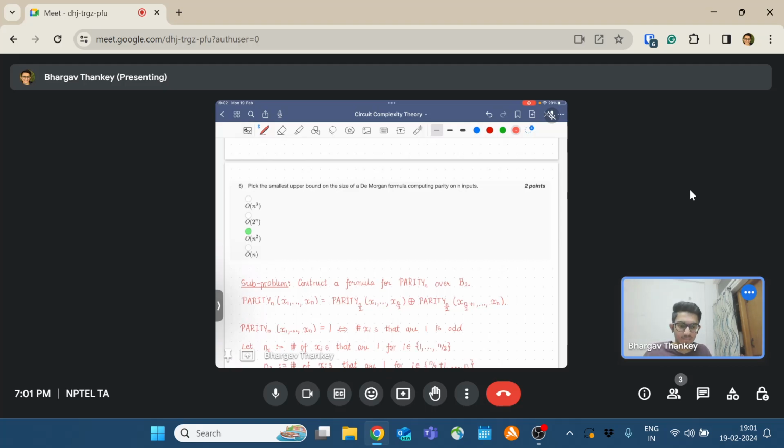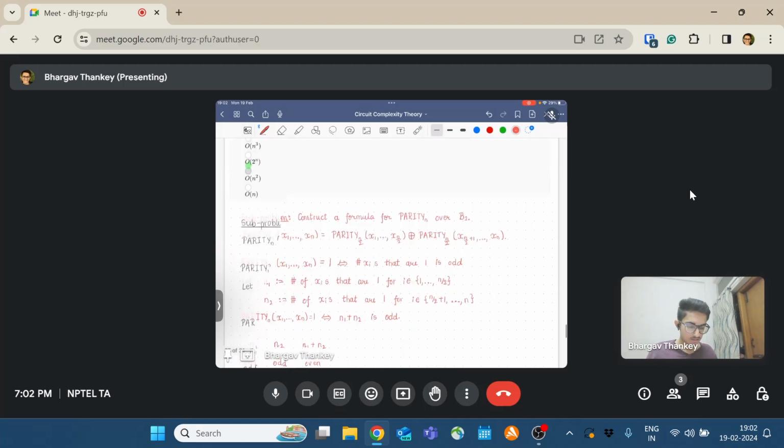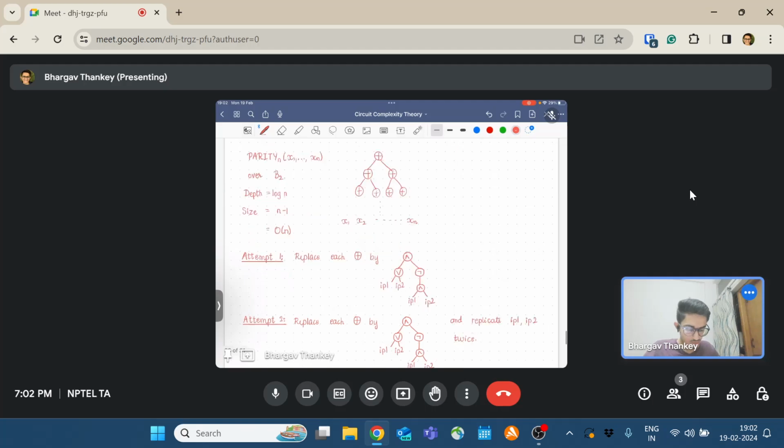Is this fine? I have a question. If we replace the tree of XORs by a formula of XOR, it would still result in a formula. It would result in a circuit. So that was our first attempt, right? So this is the formula, and our first attempt was to replace every XOR by this formula. But now what is the issue? This is input 1 and this is input 2, right? Even though this thing is a formula, it's using input 1 twice and input 2 twice.